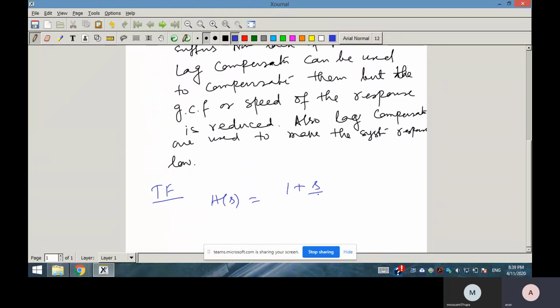So here 0 < beta < 1. This is the difference between lag and lead. In case of lead compensator, beta was greater than 1, or at the time we considered alpha, so it was greater than 1. Now it is less than 1. So this also you can write in this form.